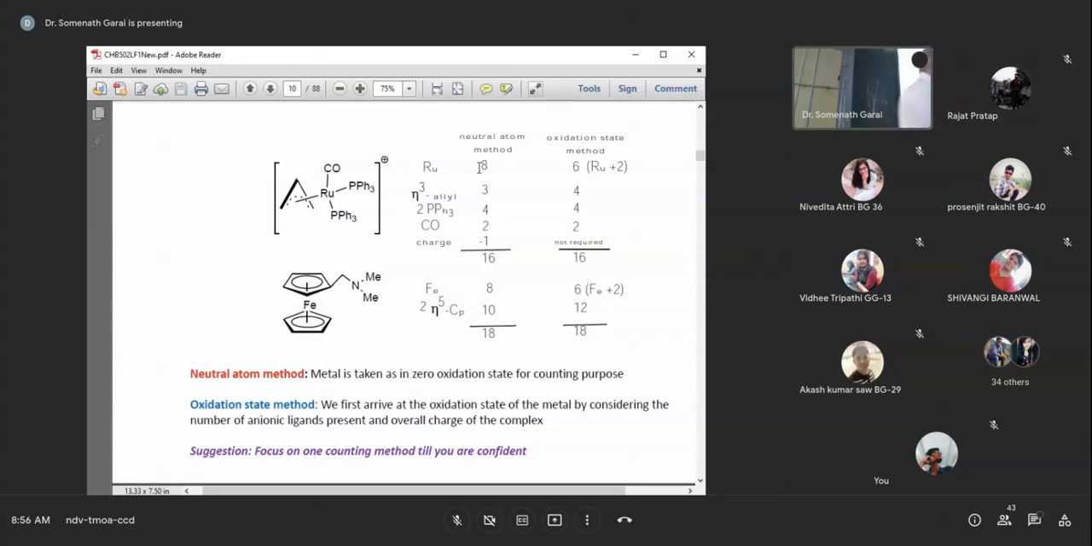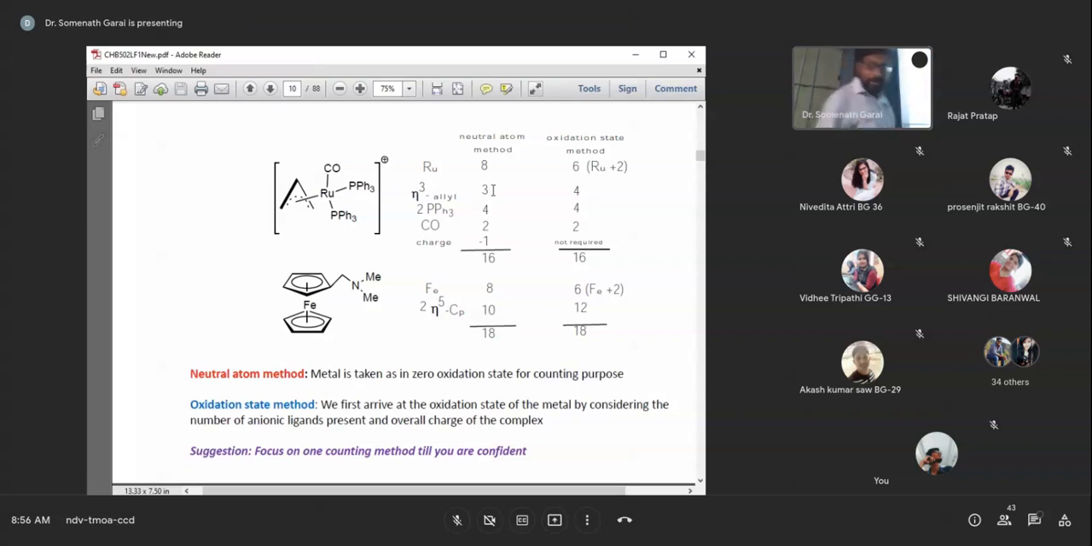Neutral counting means you just have to remember the group number of a particular metal. Iron means, without thinking anything, I will put 8 first. Fine, so 8 is there. Then I put mu3-eta3 allyl. Eta3 means, again, you don't have to think: number 3. So 3 electrons are coming.